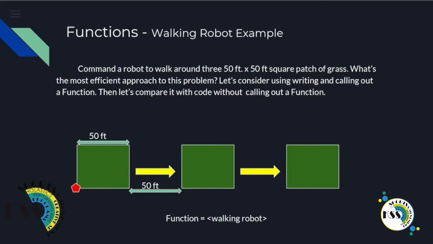Now let's take a look at the example on the screen. We have been tasked with commanding a robot to walk around 3 different sets of 50 feet by 50 feet patches of grass. What's the most efficient approach to this problem? Let's consider writing and calling out a function. And then let's compare it with code without calling out a function.